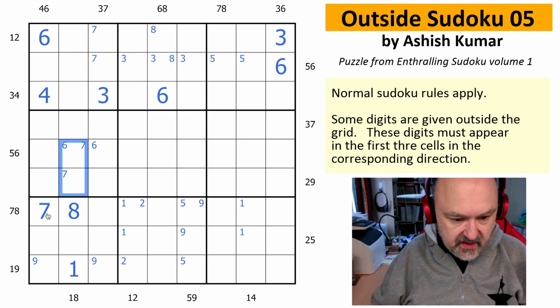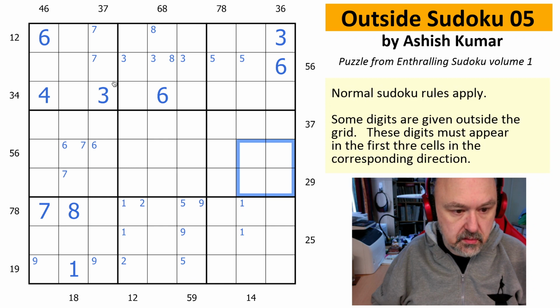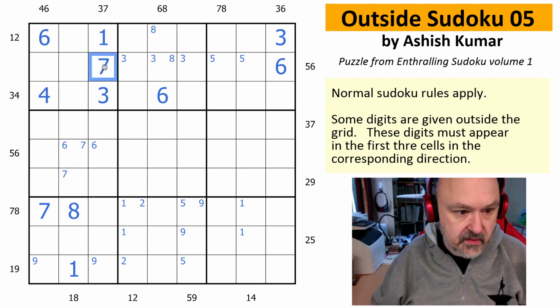And I expect we're going to have to use some more of that. Should have woken up more before I recorded this video. 7 isn't there, 7 is in those. 1 is not in there. 1 is not in there, but it has to be in that. So this is a 1, this is a 7.